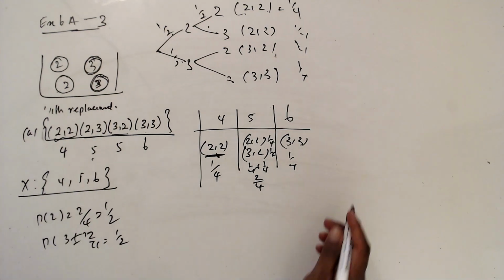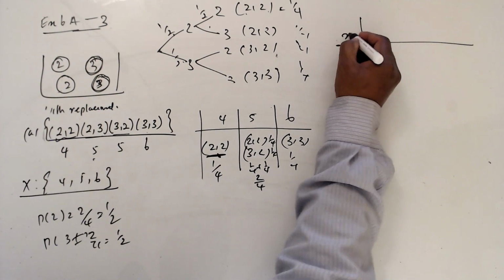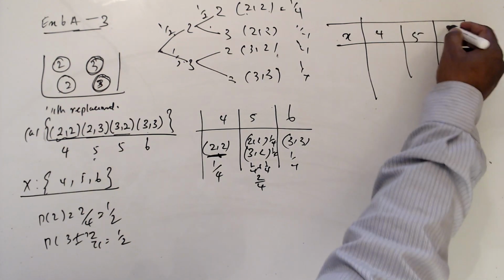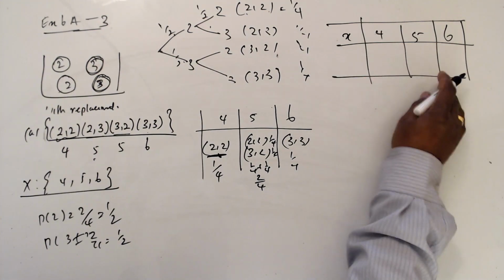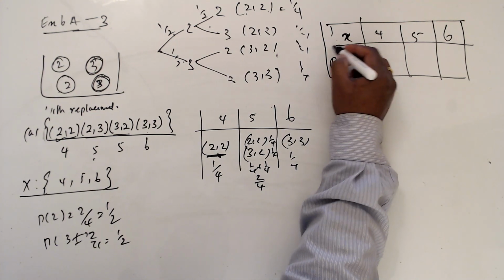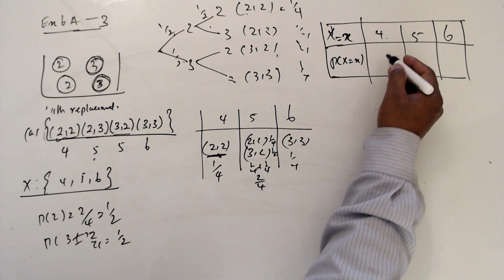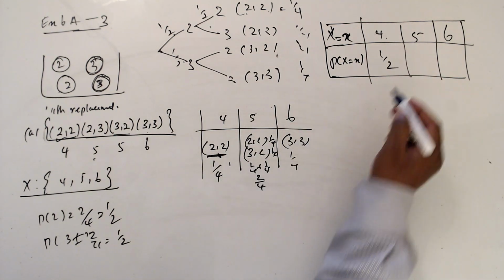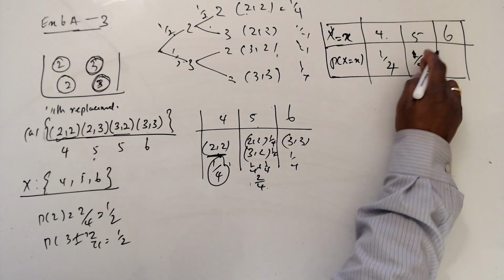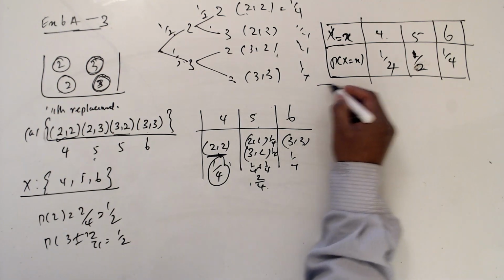So now we can write the probability distribution table. This is X. X can take either 4, 5 or 6. And the probability of X equal x. We won't write it like this. Getting 4 is 1 over 4. Getting 5 is 2 over 4, which is half. And getting 6 is 1 over 4. So that is the probability distribution as a table.